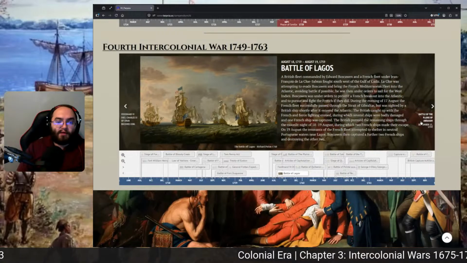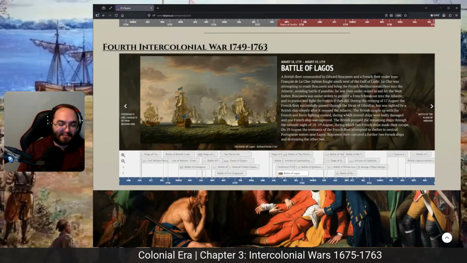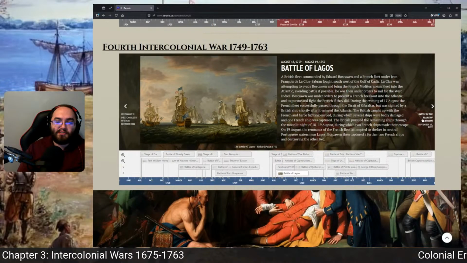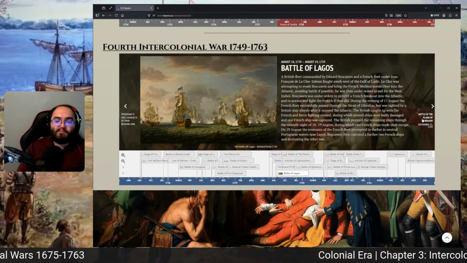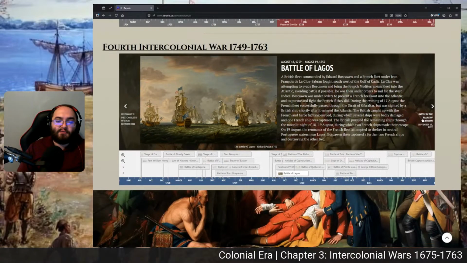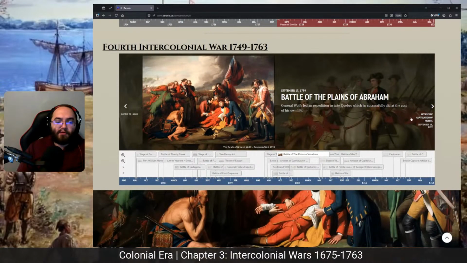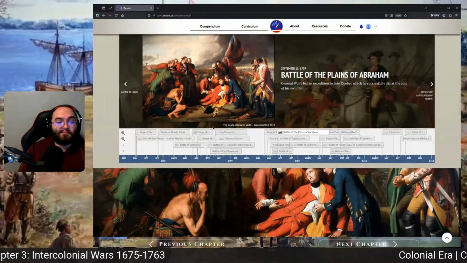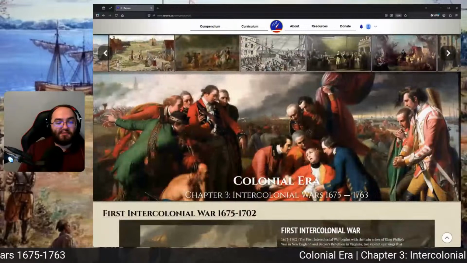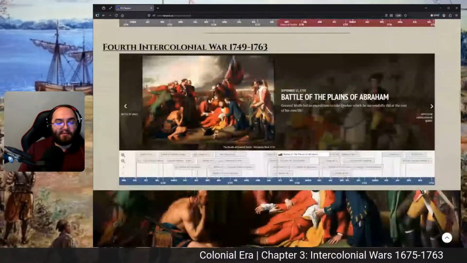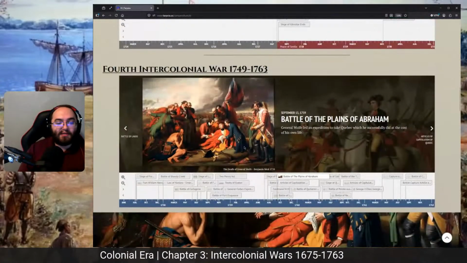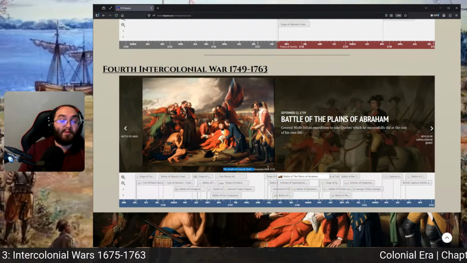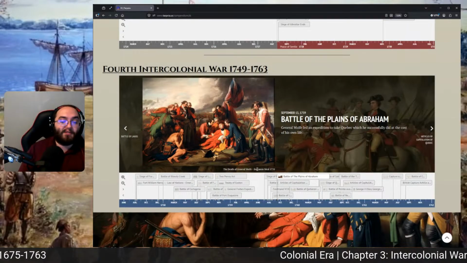You have the Battle of Lagos, and again, amazing paintings of this time period, which is just off of Cadiz in southern Spain. Now, again, this is one of my favorite paintings. I have it as the background for this chapter at the top too, as you can see. And this painting by Benjamin West, a very famous painter. He painted many famous American Revolutionary War paintings.